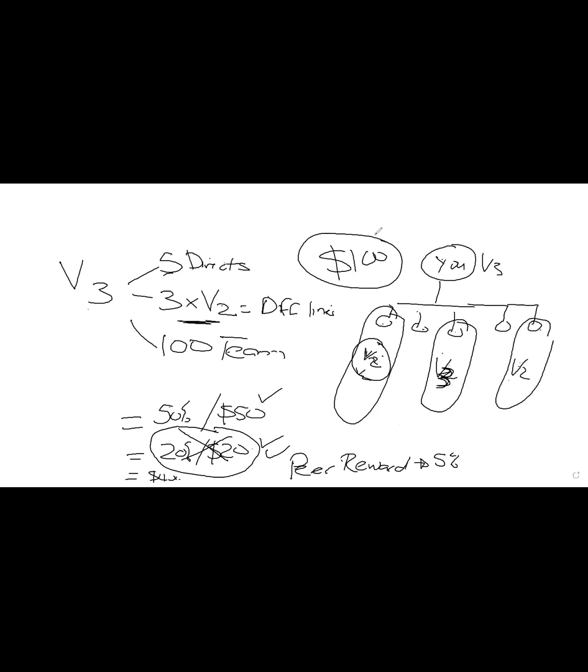Okay, so that is V3. The next level is V4. To become a V4, you need to have at least 8 directs, and then you need 3 V3s from different lines, okay? And then you need a team of 300.